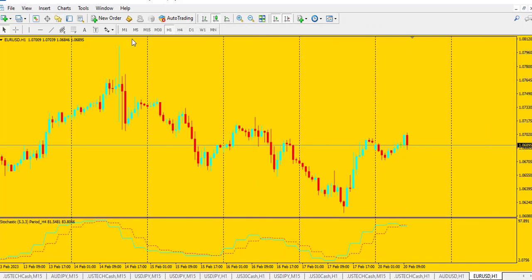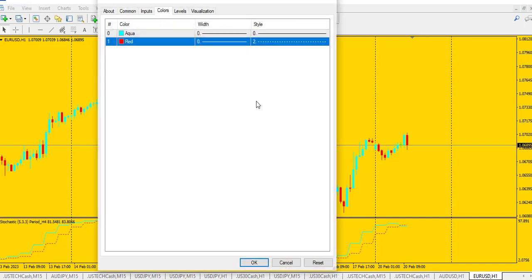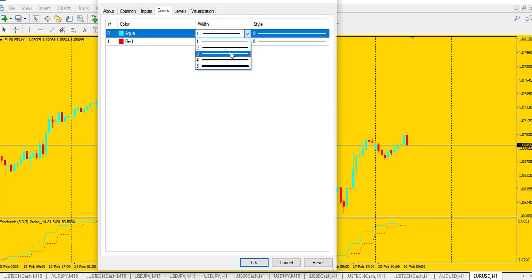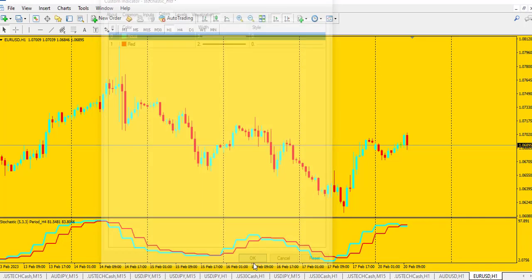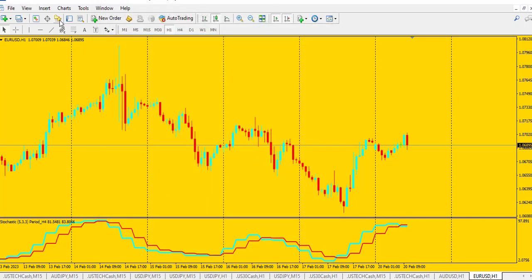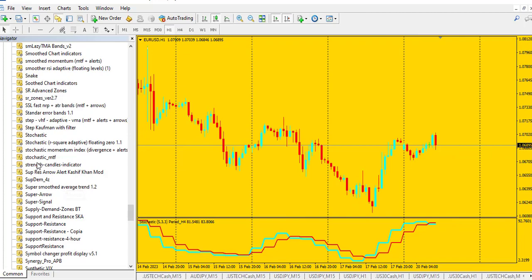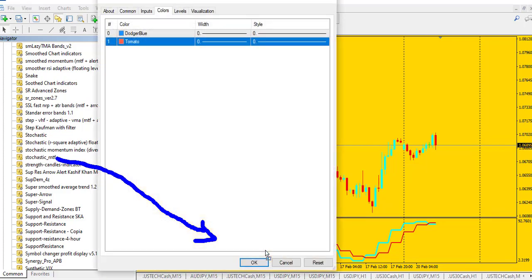So you have the same setting like my own. So you can increase the width of this particular indicator. You can change it to 2 so that you see it clearly. So let's do the second indicator. What you are going to do, you are going to drag this indicator on top of this. You are going to drag it from here on top of this indicator right now. Just drag it and drop it on top.